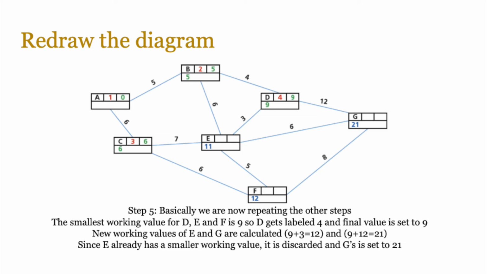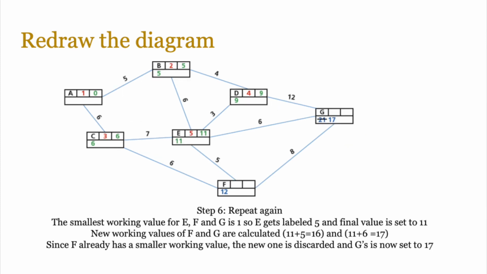E is our next node since it has the smallest working value, so we label it 5, and then from here we recalculate G. 11 plus 6 is 17, so the new working value for G is 17, and 11 plus 5 is 16 for F. Since F already has a smaller value of 12, we ignore the 16. Now you've got 2 remaining nodes, F and G. F is 12, G is 17, so F becomes 6.